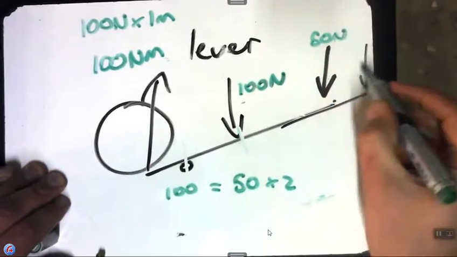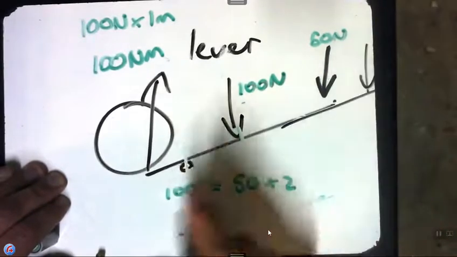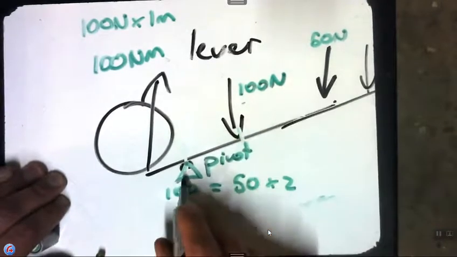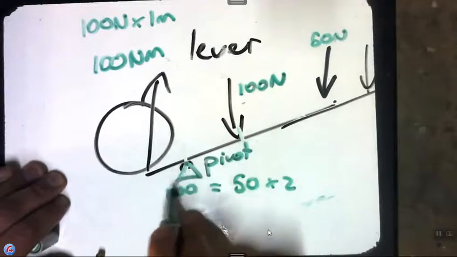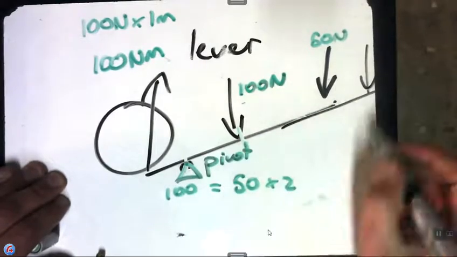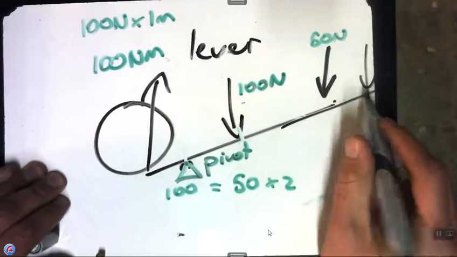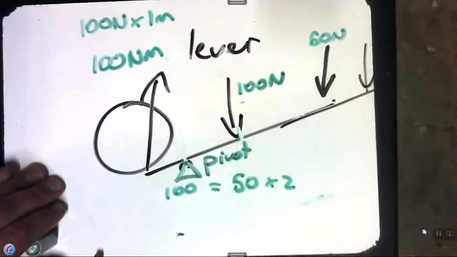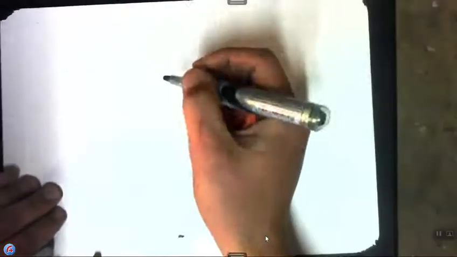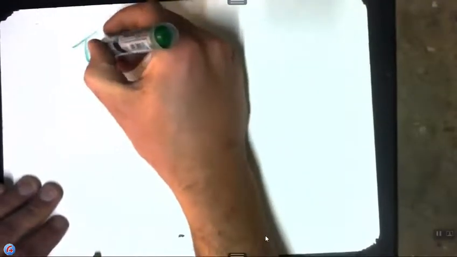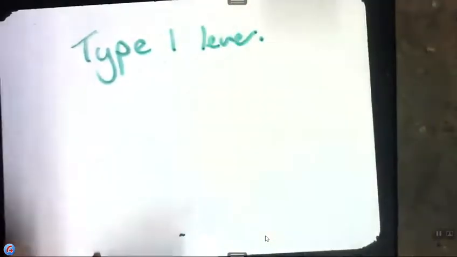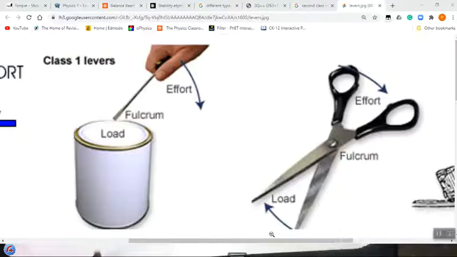The further I move back from this point, this is called my pivot, the point where we wedge it around, the less force is needed to move this object. We get 3 types of levers. The first type is a type 1 lever, or a class 1 lever, and there are different examples.